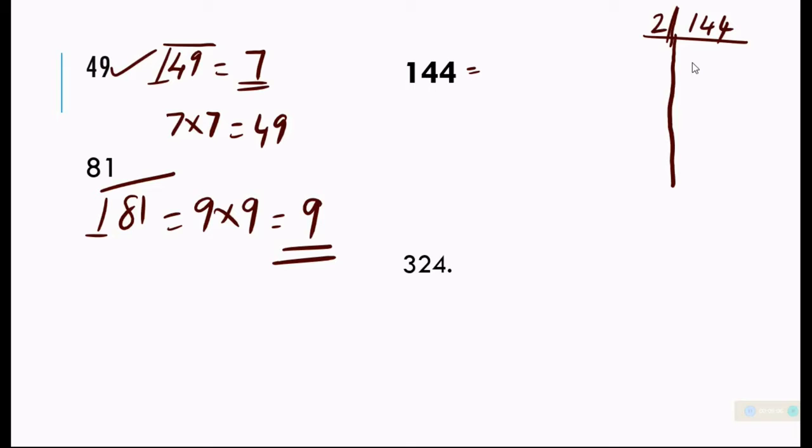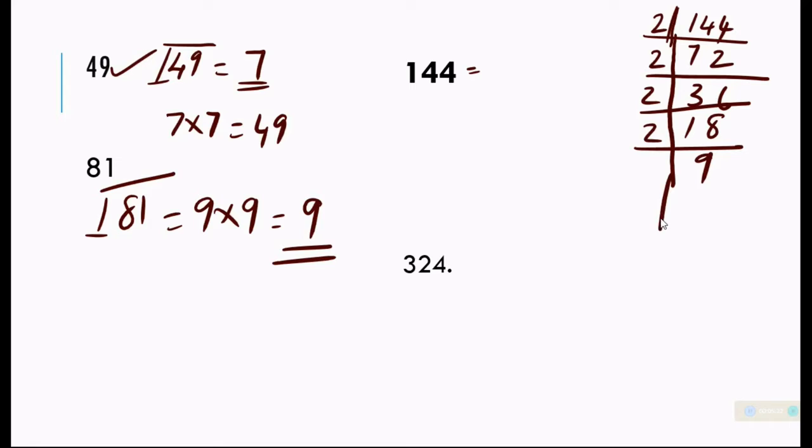2 if it is divisible by 2. 7 2s are 14, 2 2s are 4, again 2. We will write 3 2s are 6, 6 2s are 12, again 2. 1 2s are 2, 16, 18, again 2, 9. अभी 2 से डिवाइड नहीं होगा, so we'll write 3 3s, वापस 3 1.